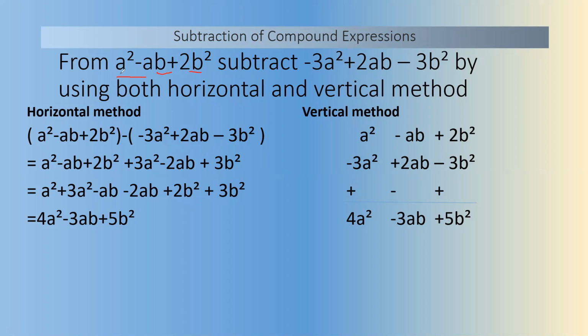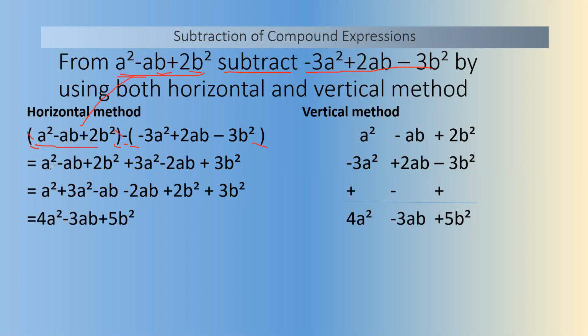From this expression, you have to subtract this expression. First we have to copy down the expression written with from, with a small bracket around it. Then you have to subtract, so copy down the minus sign here, then copy down the next expression with a small bracket. Clear, students?